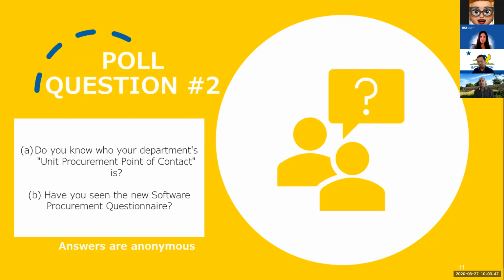But please get to know your procurement point of contact, who would be your departmental buyer or somebody who helps you with your purchase within your department. That's who the procurement point of contact should be. And they need to also be familiar with what needs to be done for a new software procurement purchase. But I will let Patrick go through the details.